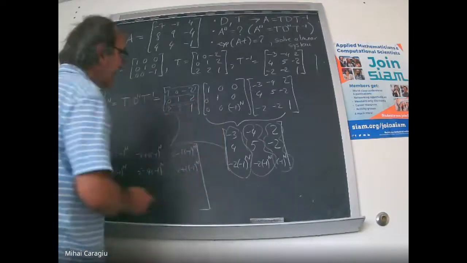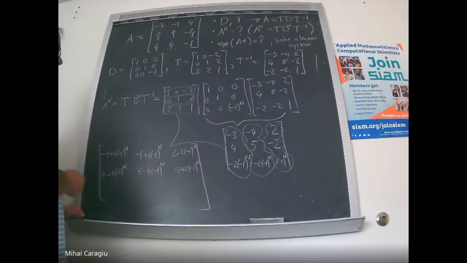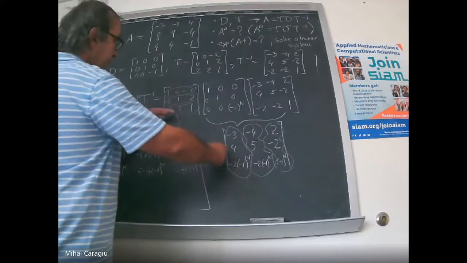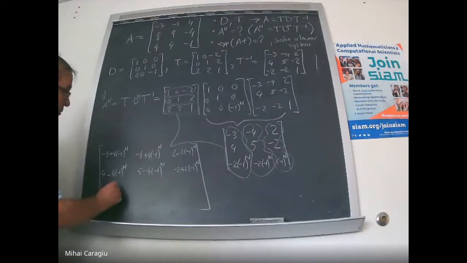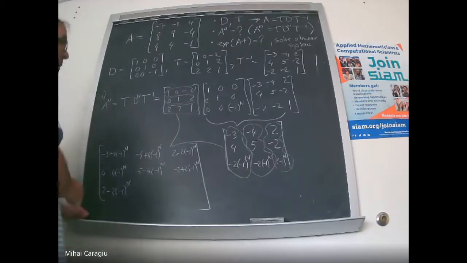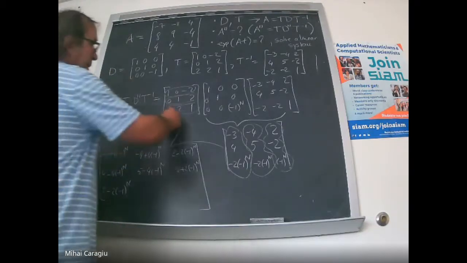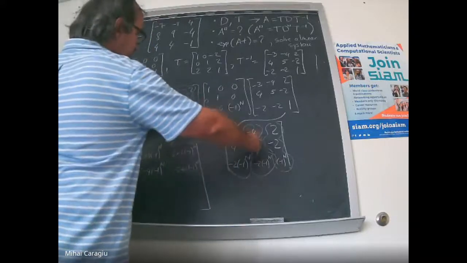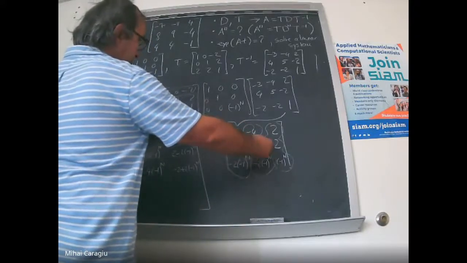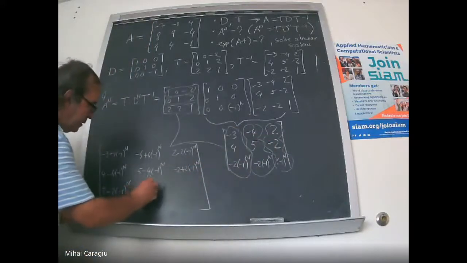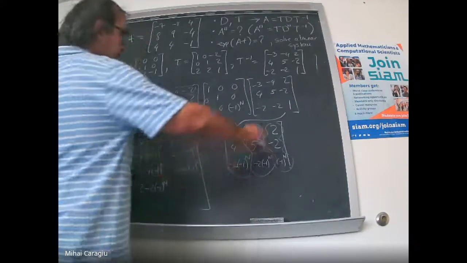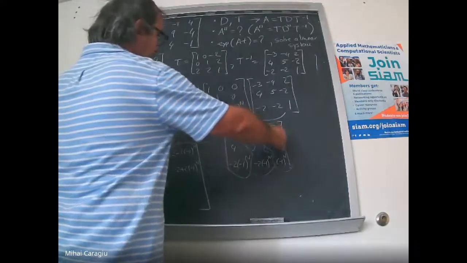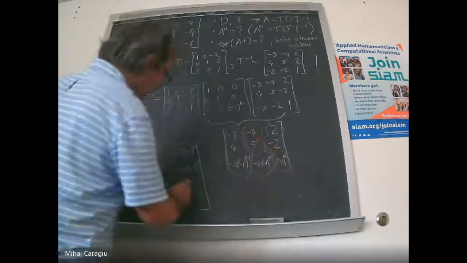Finally, third, first. Third, first is minus 6 plus 8, that will be a 2. 2 minus 2 times minus 1 to the power n. Okay, then third, second, we get minus 8 plus 10, that's a 2 minus 2 times minus 1 to the power n. And third, third is 2, so 4 minus 4 is a 0, just minus 1 to the power n.